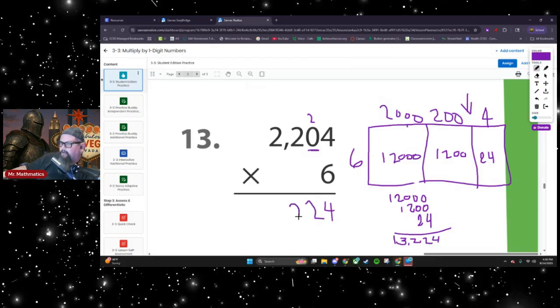6 times 2 is 12. Regroup. 6 times 2 is 12 plus 1, 13. 13,224. Our math checks out.